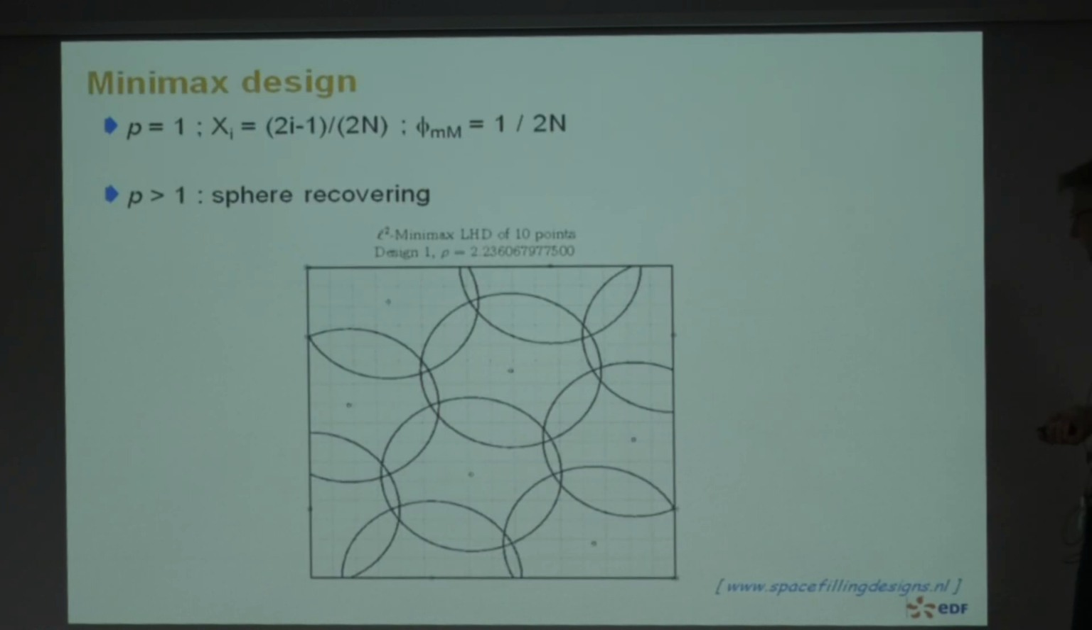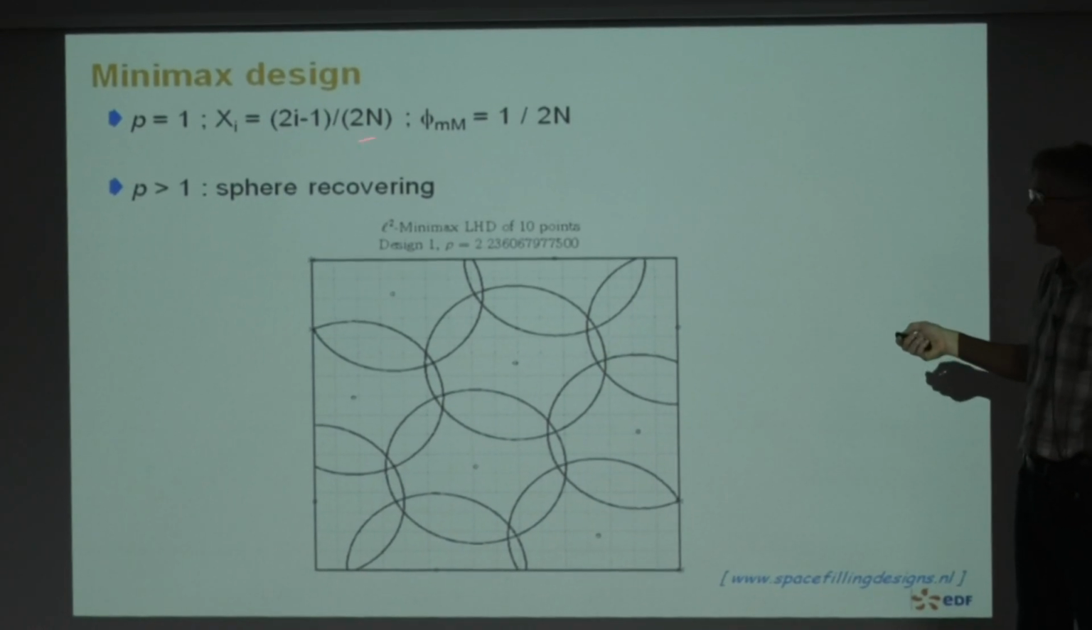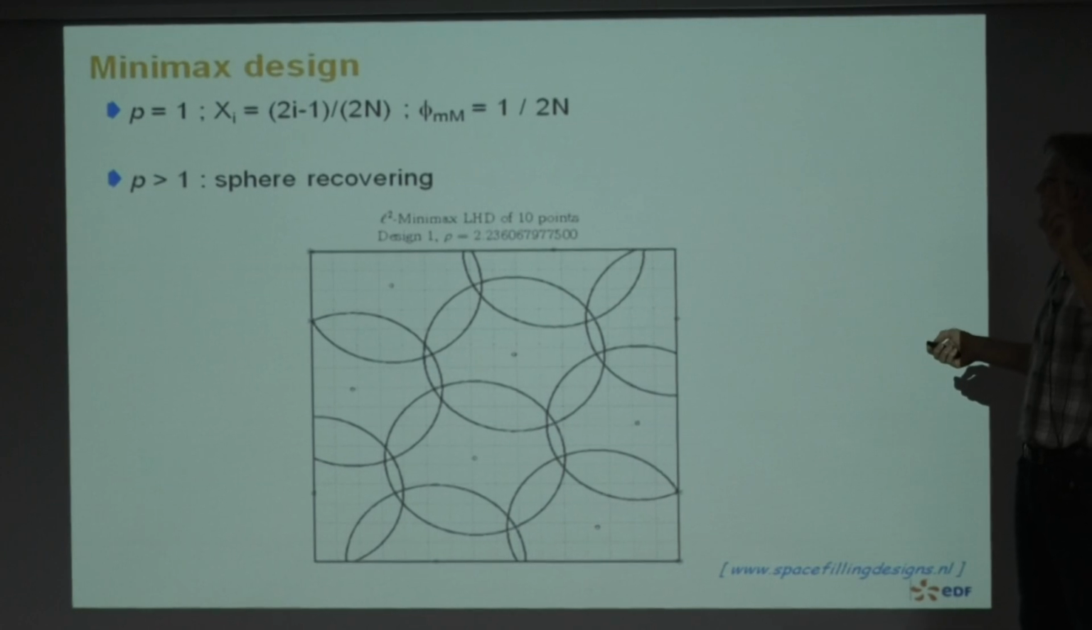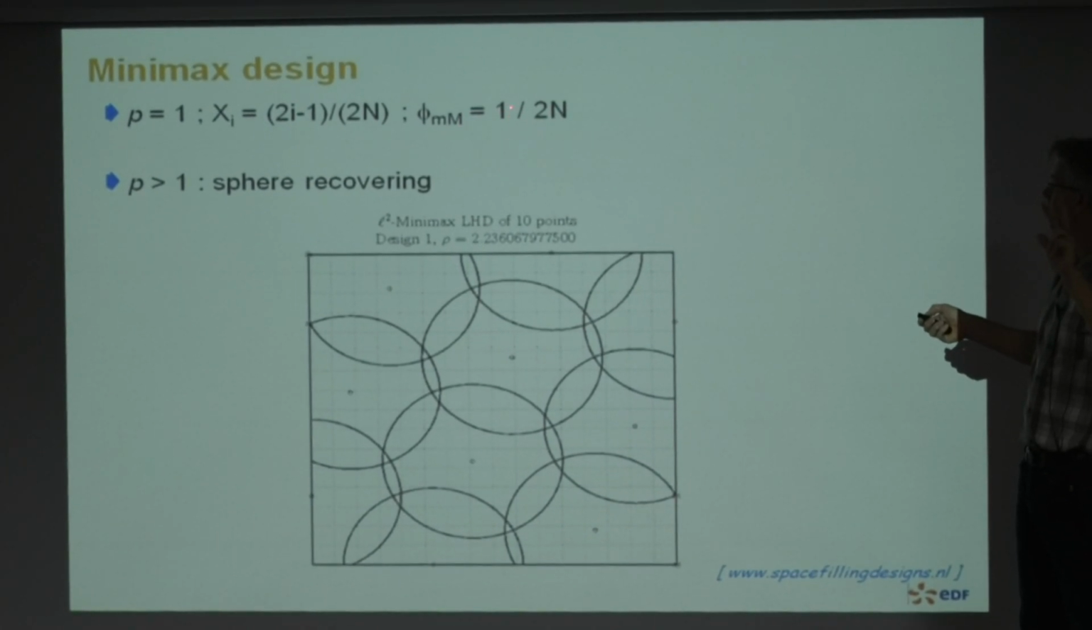So just to finish with this, in one dimension, the minimax design corresponds to this. Imagine I take 3 points. So x1 is 1/6, x2 is 1/2, and x3 is 5/6.